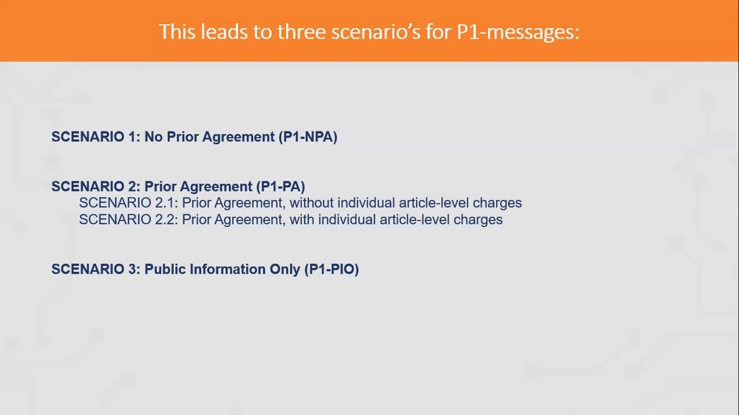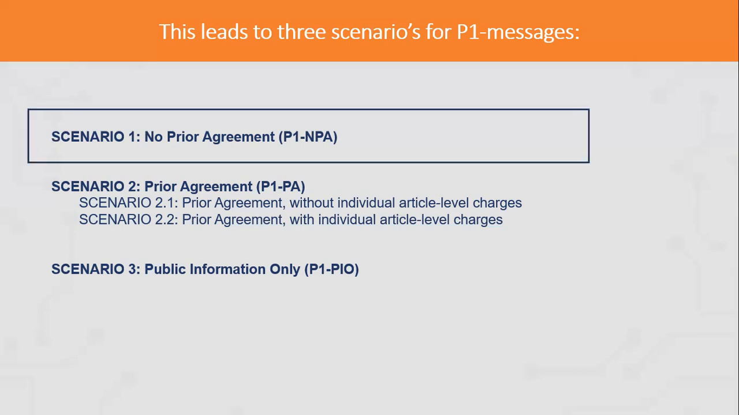The third scenario is a public information only version of a P1 message. This is a stripped down version of a full P1 message. Information regarding a deal or article level financials are not included, nor are authors' email addresses. Later in this tutorial, we explain why you would receive a P1 PIO message.